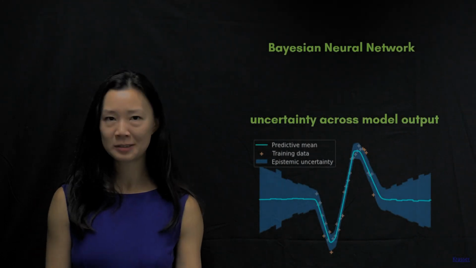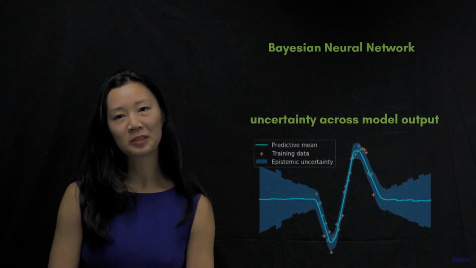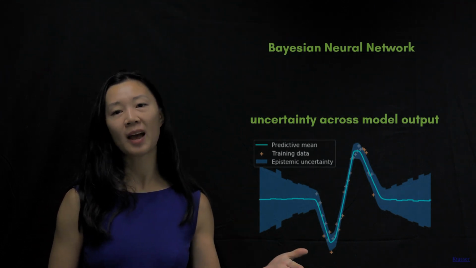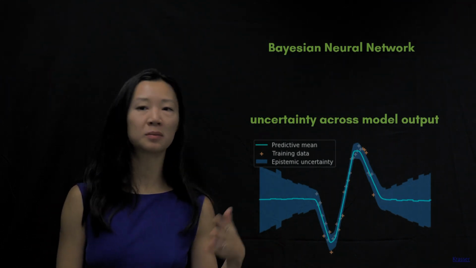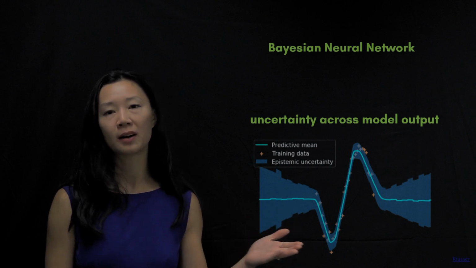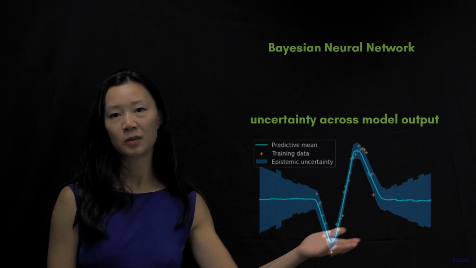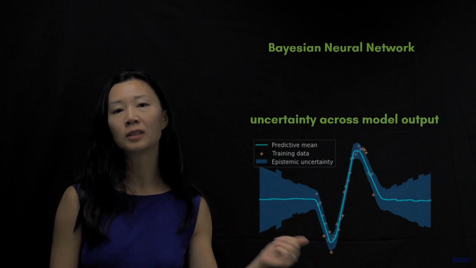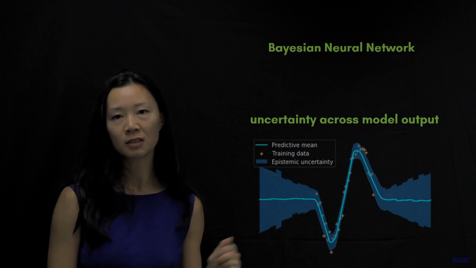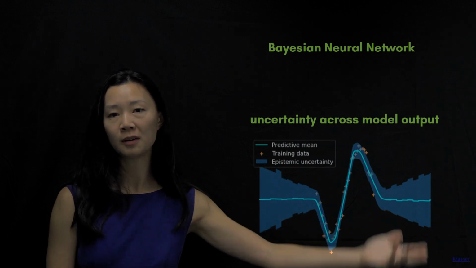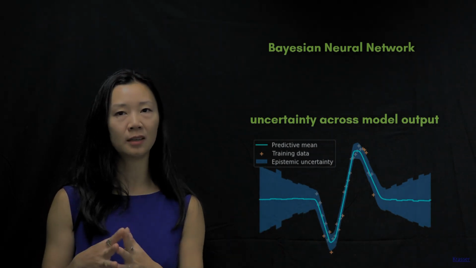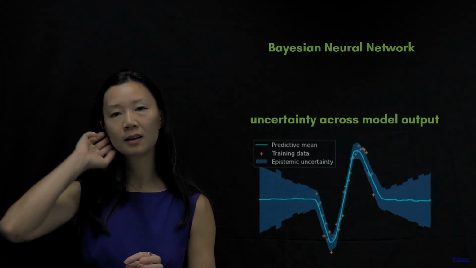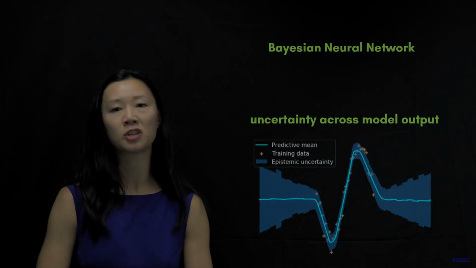Now let's talk about Bayesian neural networks. Bayesian neural networks offer uncertainty across a model output. And here we have a really similar diagram to what we saw about Gaussian processes, where you have some data, so these different dots, you have some mean prediction, so this light blue line, and then you have some uncertainty region, which is this dark blue shaded region. But you'll notice that even though the output looks very similar, there are some nuances in the output and also how that output was generated.